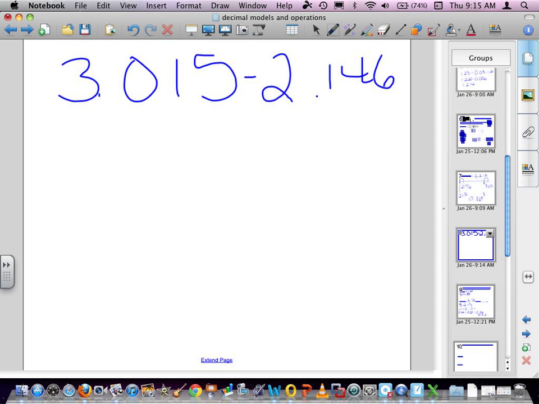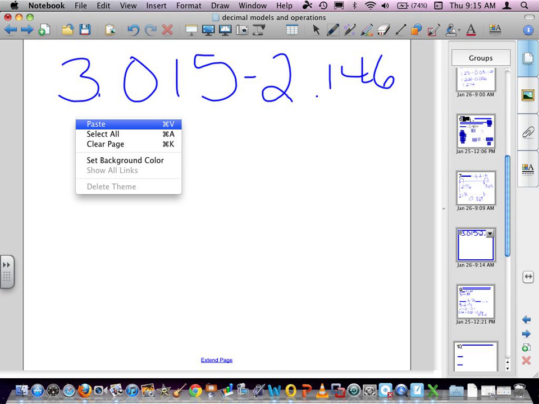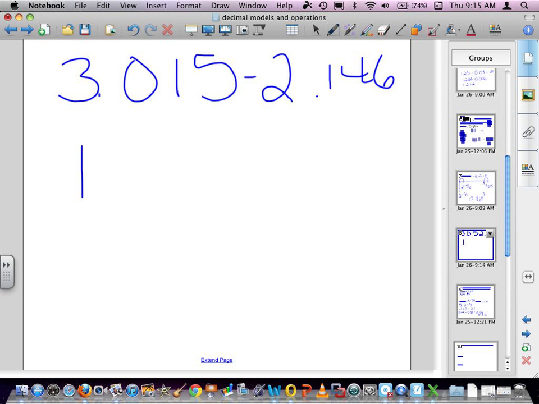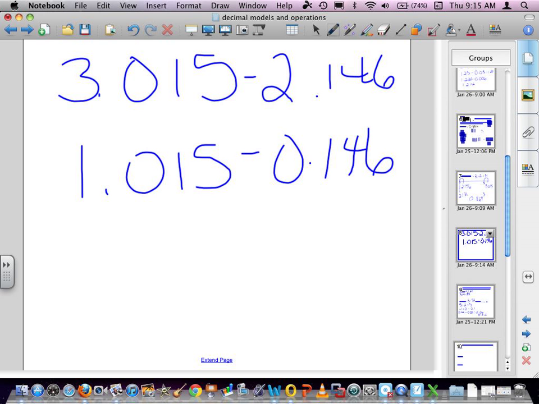So you could do this as 3 minus 2, right? Which would give you 1.015, and then subtract 0.146 from that as well. And then you could start breaking it apart and looking at what's left. What's the difference? Is that what you did? No, that's not what you did.